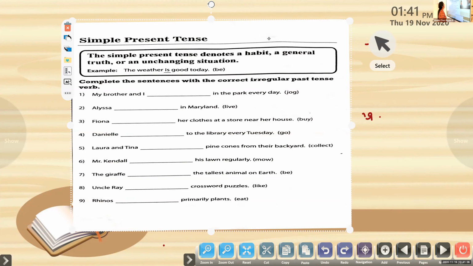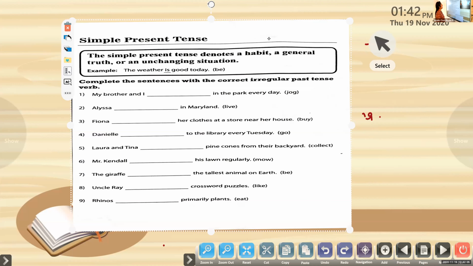First, the beginning. The simple present tense denotes a habit, a general truth or an unchanging situation, the things which we can't change. For example, I told you the milk is white. Can we change the color of milk? No, we can't. Milk, as a natural substance, we can't change the color. Hen lays eggs. We can't change that.